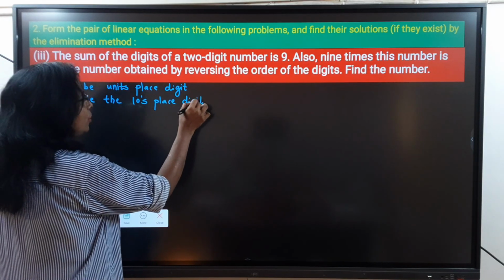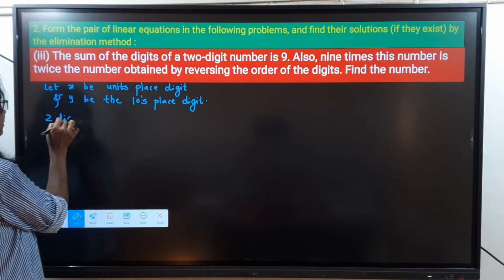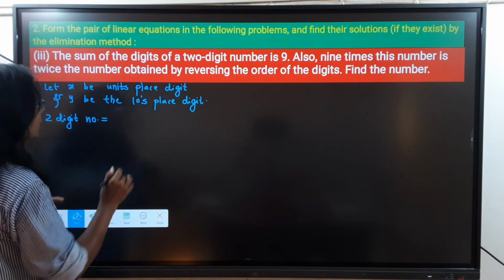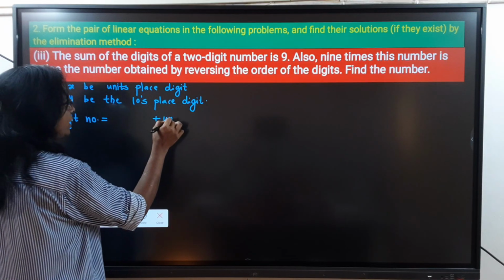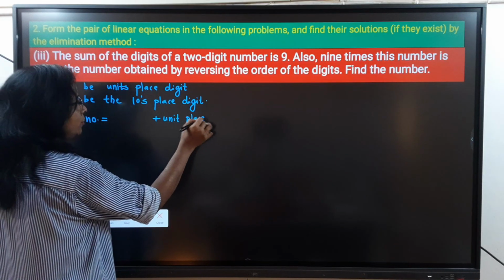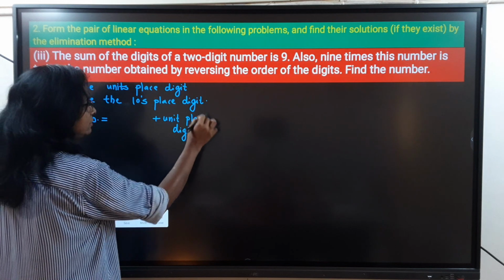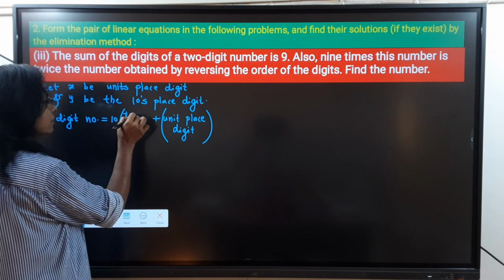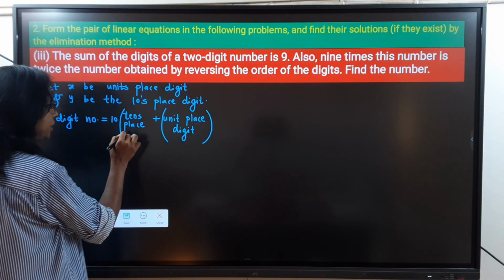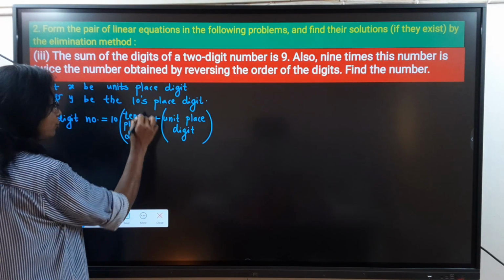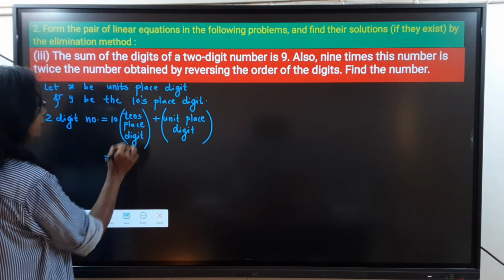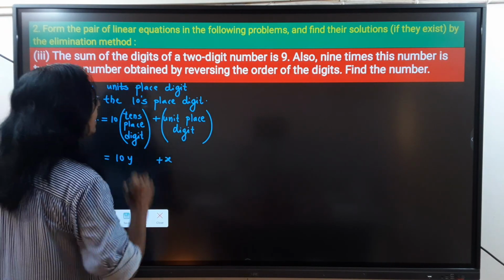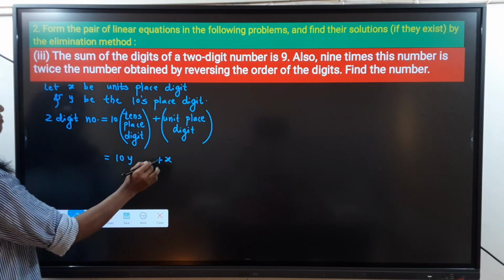So now the 2-digit number becomes, students, the units place digit plus 10 multiplied by the tens place digit. So 10 multiplied by the tens place, that means y, so 10y, plus the units place digit, that means x. So now the 2-digit number will be 10y plus x.